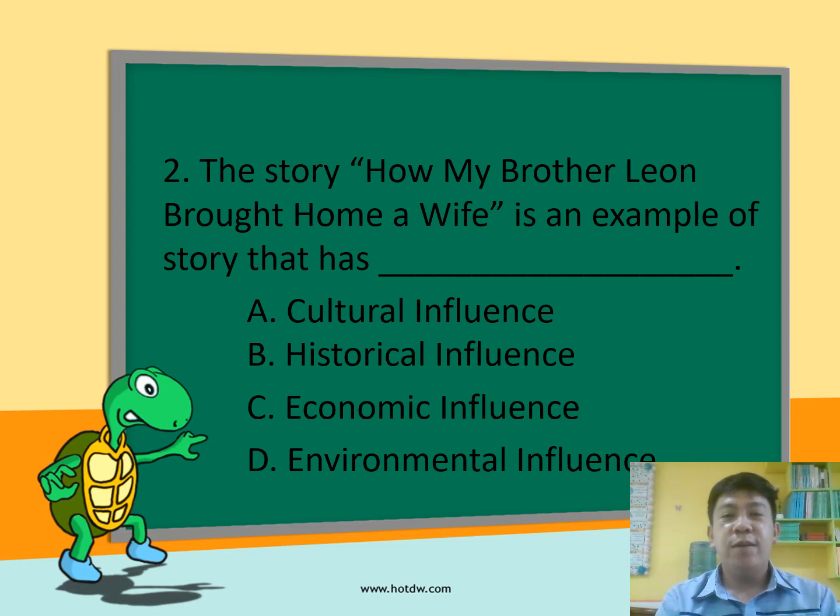Number 2. This story, How My Brother Leon Brought Home a Wife, is an example of a story that has A. cultural influence, B. Historical influence, C. Economic influence, or D. Environmental influence. Go. Time's up. The answer is cultural influence.